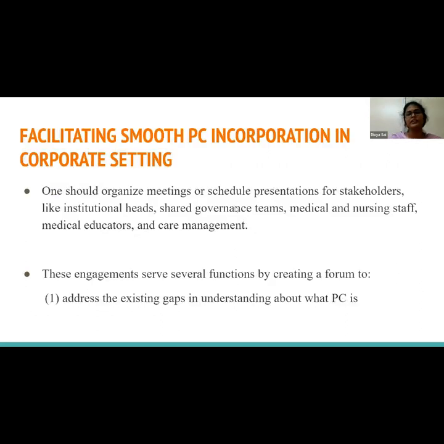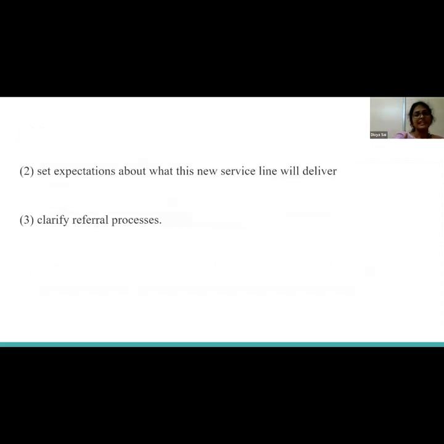How do we facilitate a smooth palliative incorporation in a corporate setting? One should organize meetings and schedule presentations for the stakeholders like the institutional heads, shared governance teams, medical and nursing staff education, and care management. All of these engagements serve several functions by creating a forum to address the existing gap in understanding about what palliative care is. We need to set expectations of what this new service will deliver in the near future, and we need to clarify the referral process.